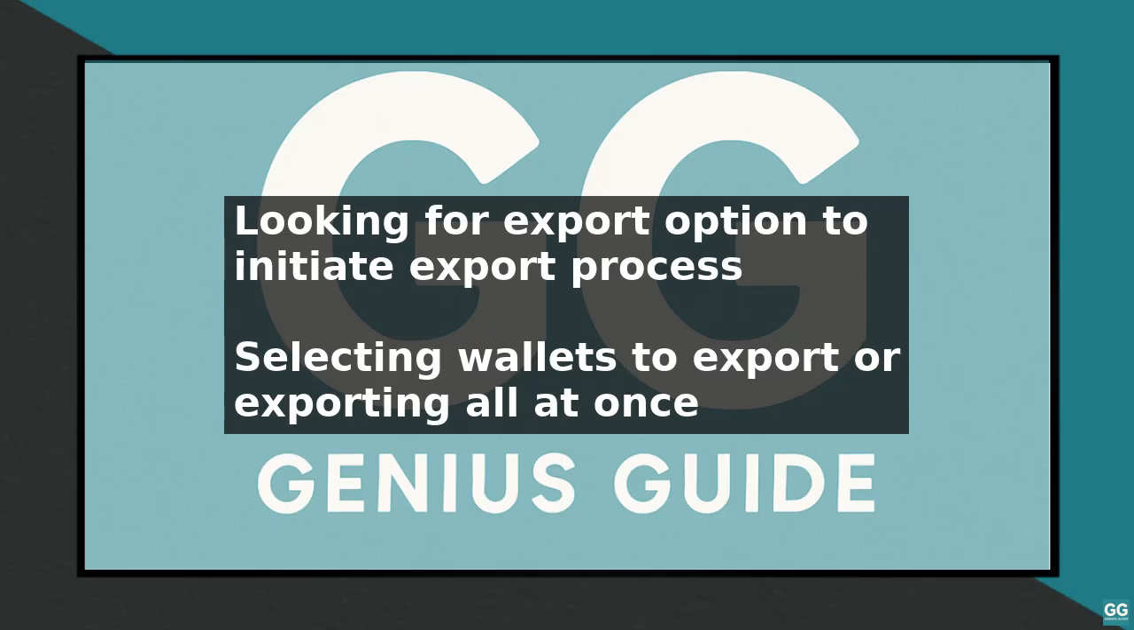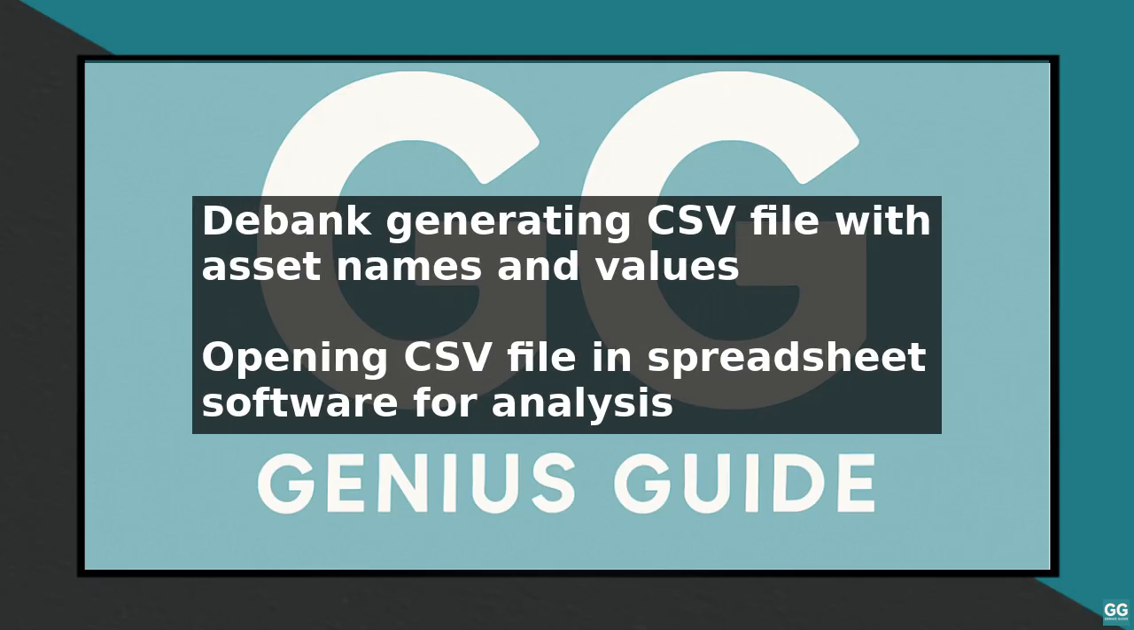Debank will then generate a CSV file that contains a list of all your assets, including their names, symbols, quantities, and values. This file can be opened in any spreadsheet software, such as Microsoft Excel or Google Sheets, and can be used to track your assets, calculate taxes, or perform other types of analysis.